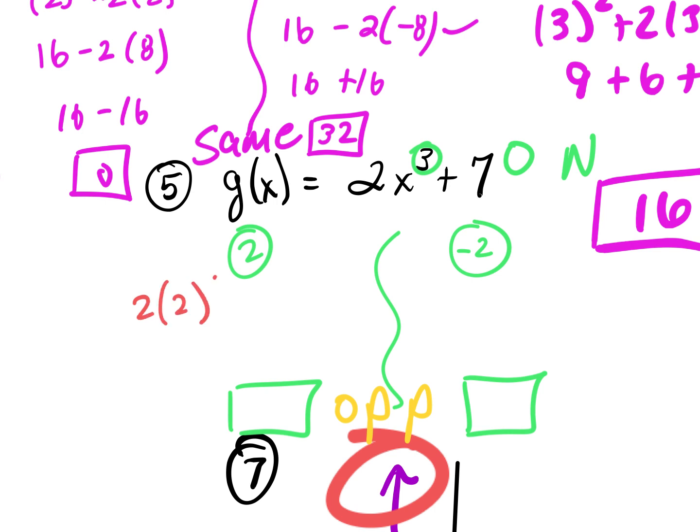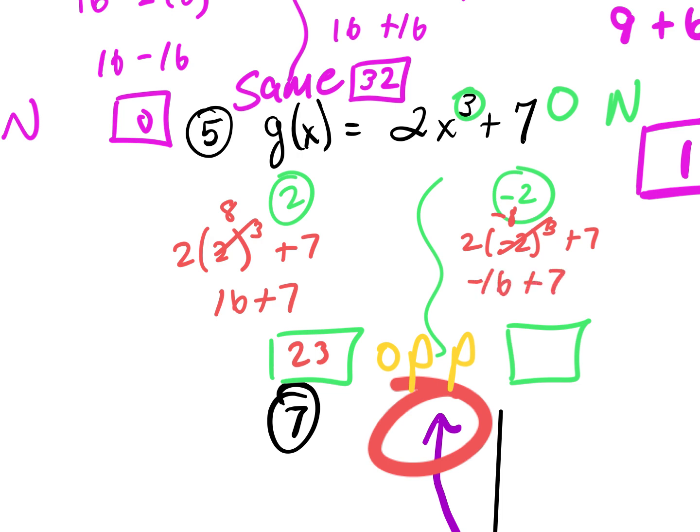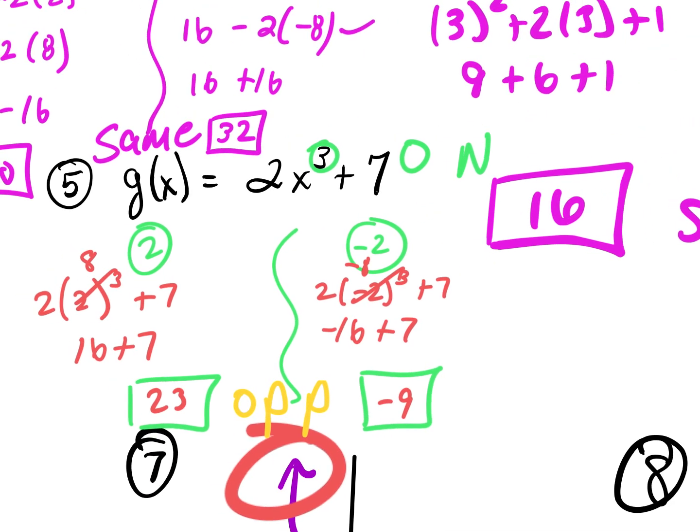So I have 2 times 2 cubed plus 7. We evaluate our exponents first. So 2 cubed is 8. 8 times 2 is 16 plus 7. What's 16 plus 7? What is it? 23? All right, so then I have 2 times negative 2 cubed plus 7. This would be negative 8 here, right? 2 times negative 8 is negative 16 plus 7, negative 9. Are those two opposites of each other? So you just proved this was neither.